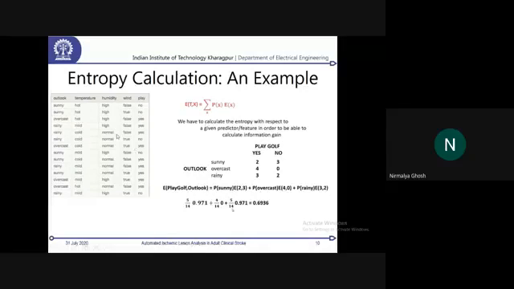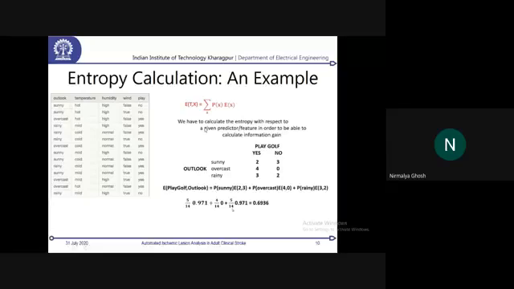So in this case, what is happening? We have outlook, weather, temperature, humidity, and wind, and on that basis we will be deciding whether we will play golf or not. This is one very standard example actually given in Tom Mitchell's book.